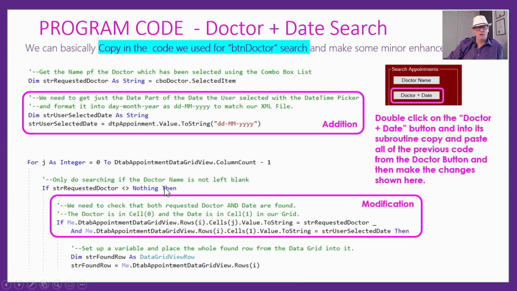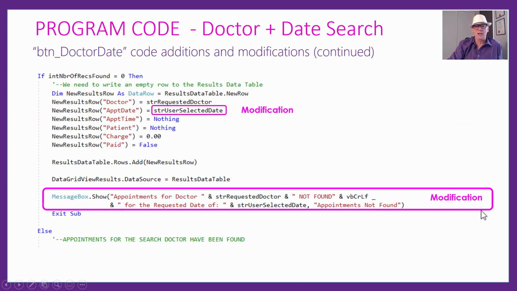So as long as we've got a doctor, which we're doing here, rather than just check for the doctor when we're going through our IJ loop, we're also going to extend that line. So we've got an underscore here to extend it. We're going to say that we need that doctor and we need this particular date as well. So that's going to put a double criteria on the searching. So that's a modification to existing code that we're making.